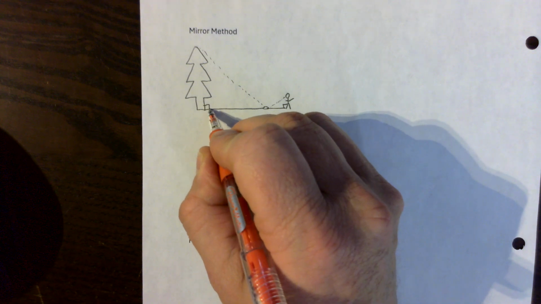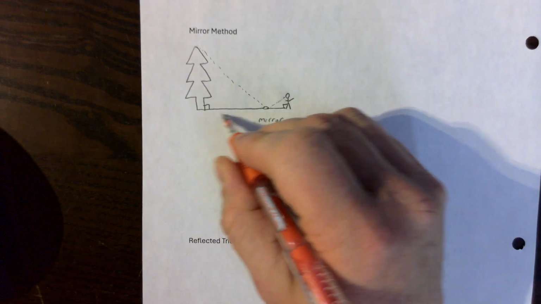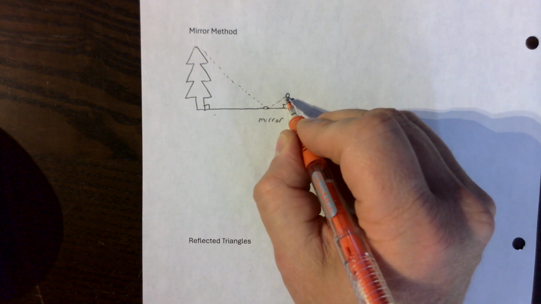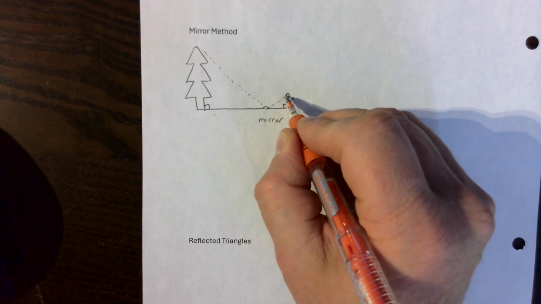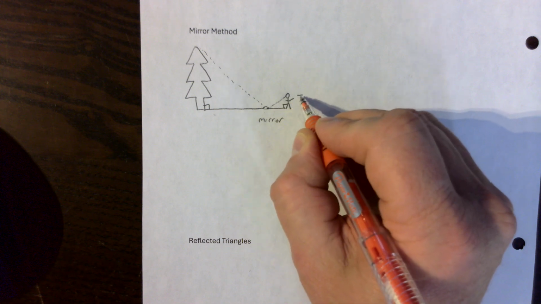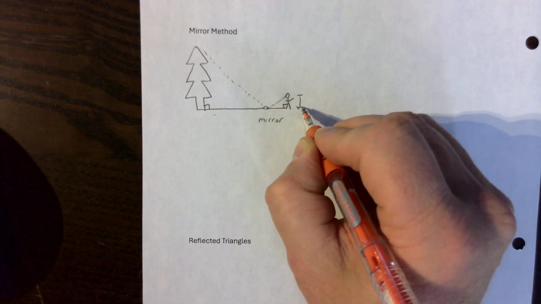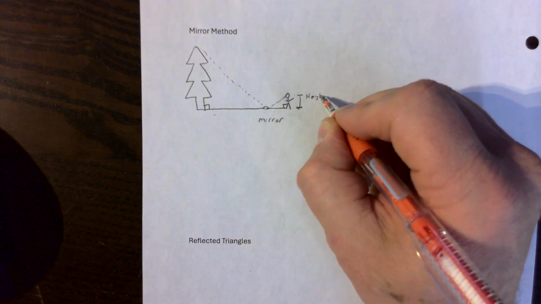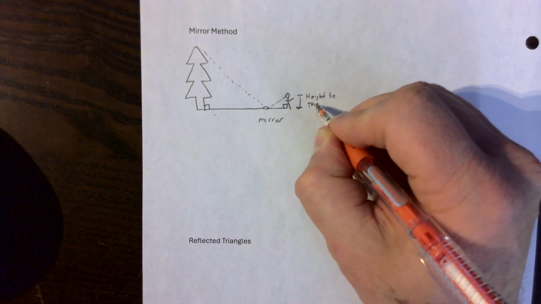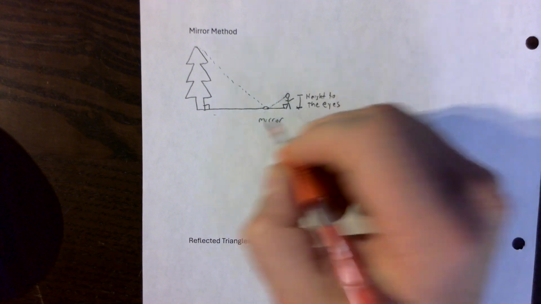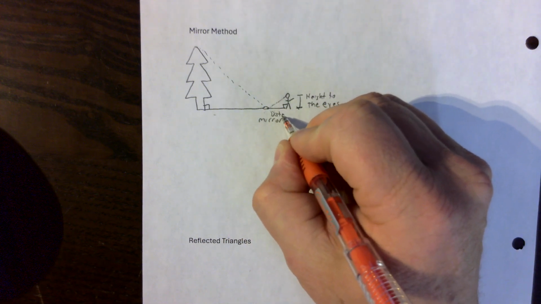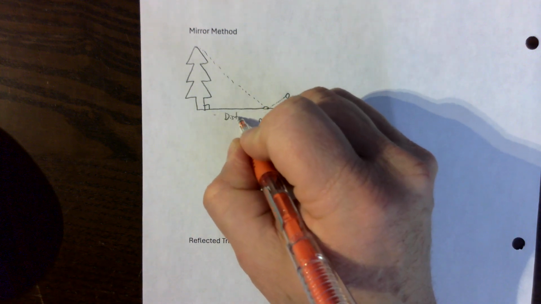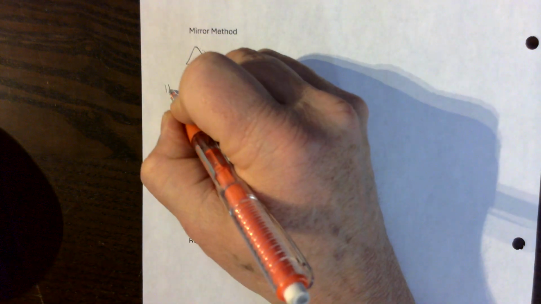So this will be 90 degrees. This is the distance to the mirror, right? And this would be the height of the person's eyes, since they're looking down at the mirror. So this is going to be their height. But it's not their total height, not to the top of their head, but the height to the eyes. And of course this is distance to the center of the mirror. This is also distance. And then this is the height of the tree.